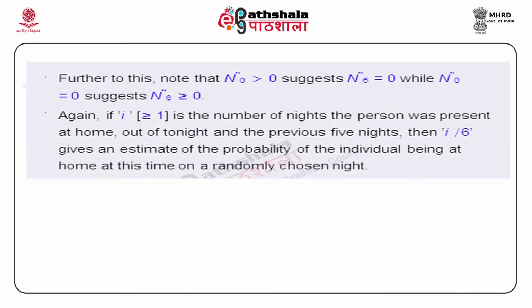Again, if i is the number of nights the person was present at home out of tonight and the previous 5 nights, i by 6 is an estimate of the probability of the individual being at home at this time on a randomly chosen night. Let us look at the class of people who say that yes, I am present on i nights out of 6. Then on a randomly chosen night, the chance that the person will be available is i over 6. You can see the inclusion probability of the individual.